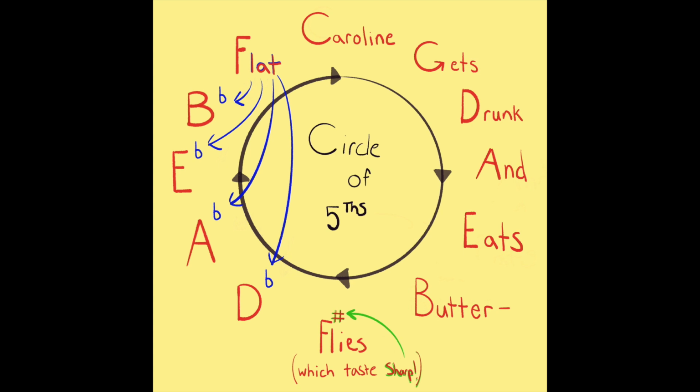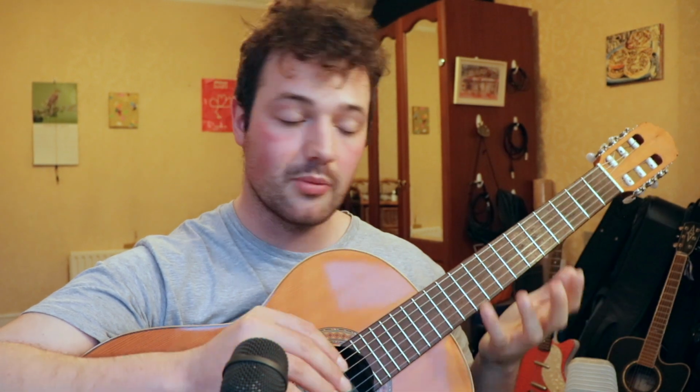And the reason why this is particularly useful, I think, is because using these two mnemonic phrases, you'll be able to pinpoint the F and identify every single fifth or fourth as they all relate in the complete circle. So you'll be able to remember the entire circle using this. Fat Caroline gets drunk and eats butterflies, and then going back to the F, flat bead.